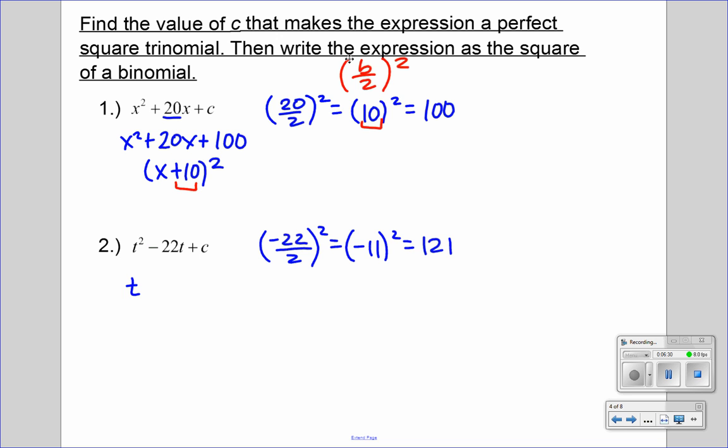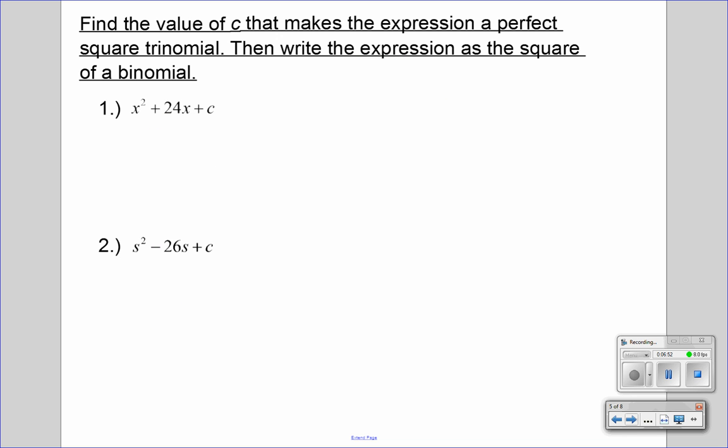So our perfect square trinomial is t squared minus 22t plus 121. To rewrite this, it's (t - 11) squared, and that is our square of a binomial. So that essentially is completing the square. Finding that c value is completing the square. Okay, so let's try a couple more of these.